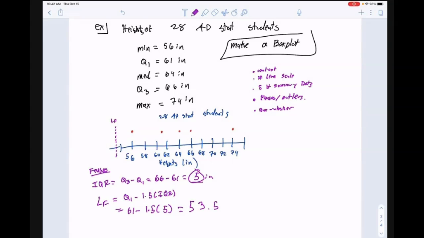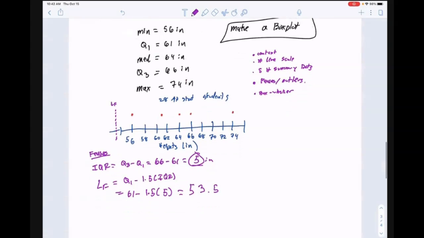In my class last year, I had some students who were short. But was there anybody unusually short in my class last year? No, there were no low outliers. There was nobody unusually short. Let's see if there's anybody unusually tall. Upper fence is equal to Q3 plus 1.5 IQR, which is, walk me through it.